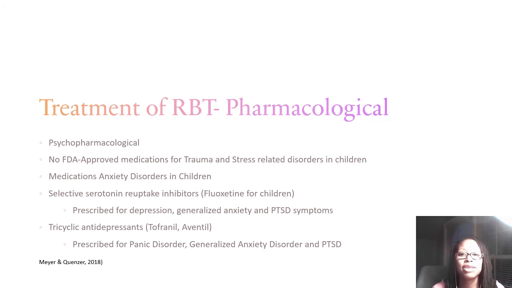As you can see, an SSRI like fluoxetine has been approved for the treatment of depression, generalized anxiety, and PTSD in children. Additionally, tricyclic antidepressants like Tofranil and Elavil are prescribed for panic disorder, generalized anxiety disorder, and PTSD. So we have several pharmaceuticals that we could use for folks who are experiencing symptoms of race-based trauma.